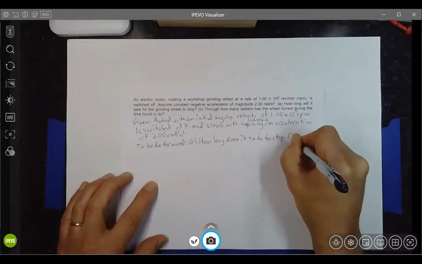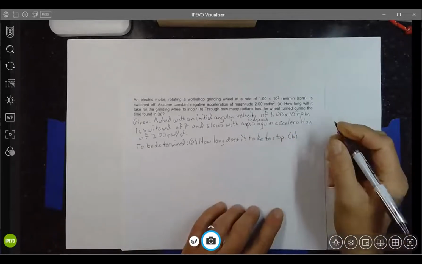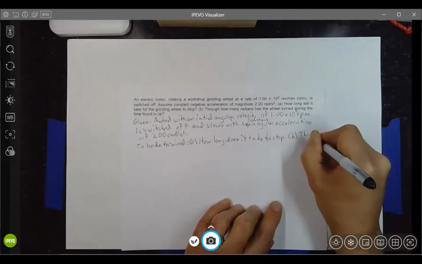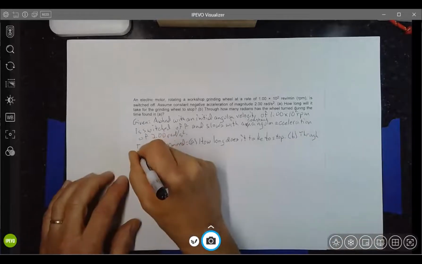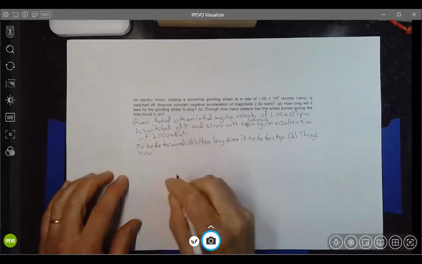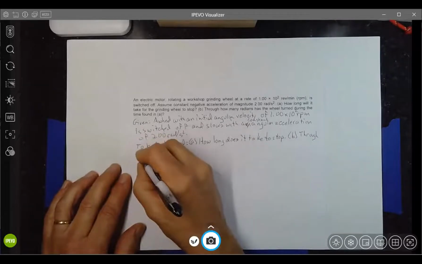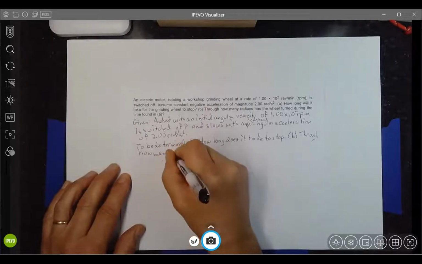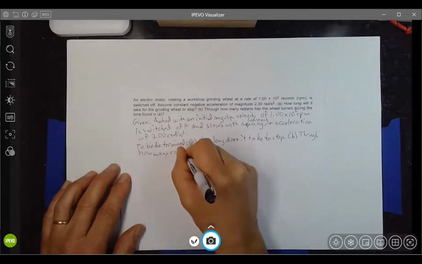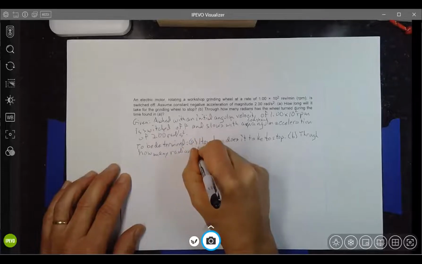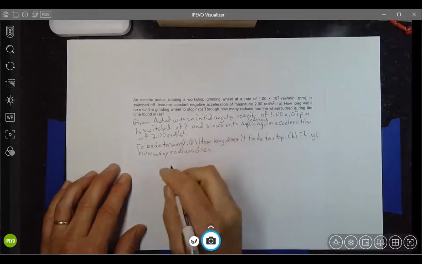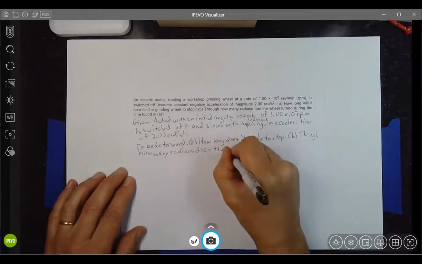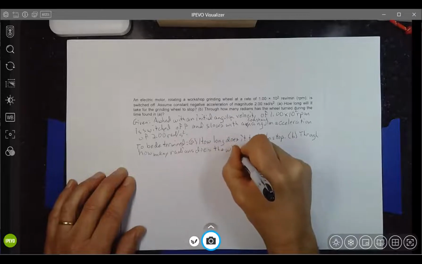And B, through how many radians does it turn during this time? So this may take almost longer to write than the solution here in this case, but I can fill this out into a more thorough sentence. Through how many radians does the wheel turn while stopping?